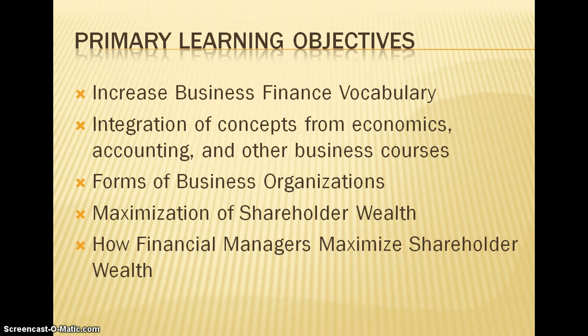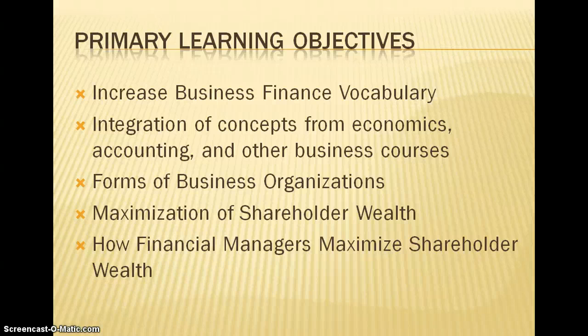In chapter 1, the primary learning objectives revolved around 5 areas. One was to increase your financial vocabulary. The second learning objective is to help you integrate concepts that you've learned from other courses, such as economics, accounting, and other business courses like organizational behavior and human resource management. You can also incorporate some of your liberal arts courses, such as psychology and sociology.